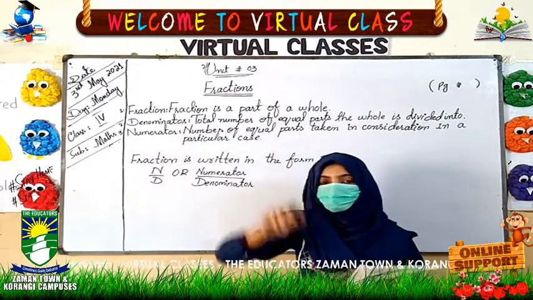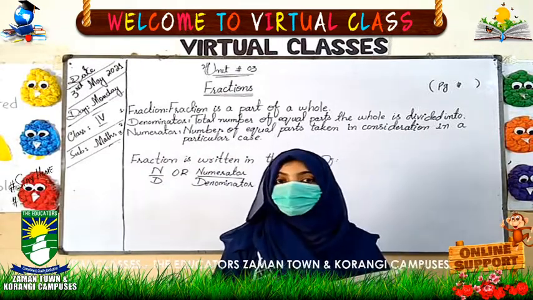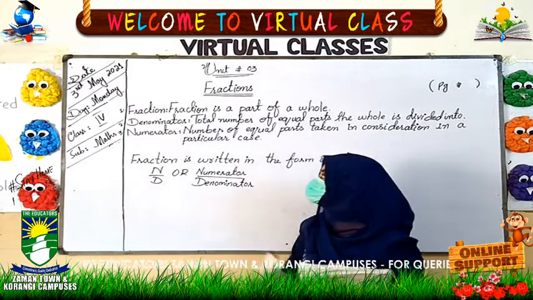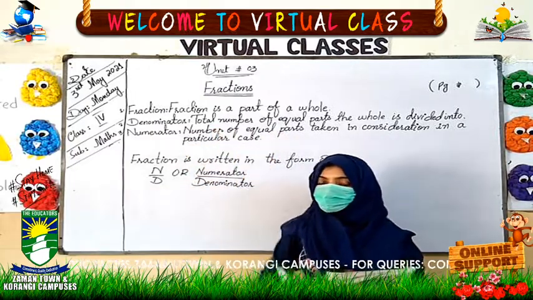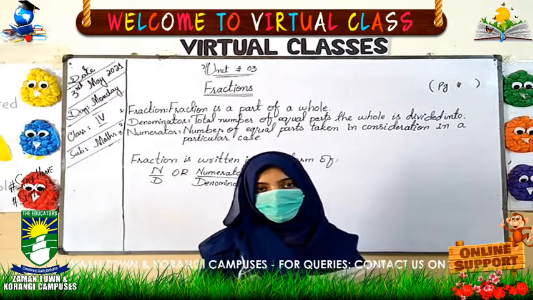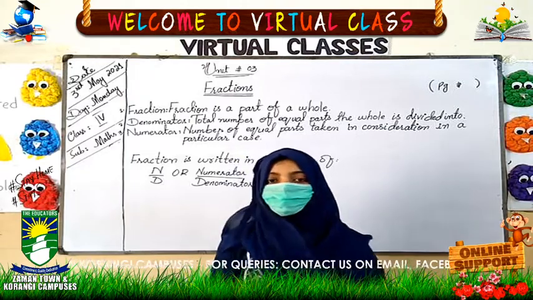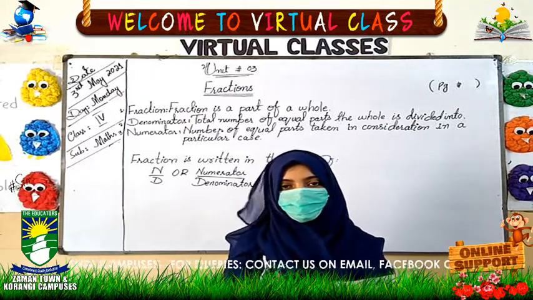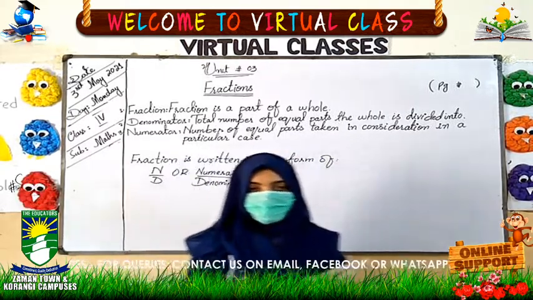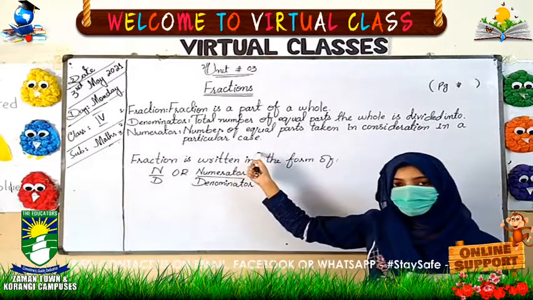Okay, for denominator, in the earlier example of an apple, the apple was divided into two parts. So the denominator would be 2 in that case. If we talk about numerator in the earlier example of an apple, you gave one part of the apple to your sister, so the numerator would be 1.